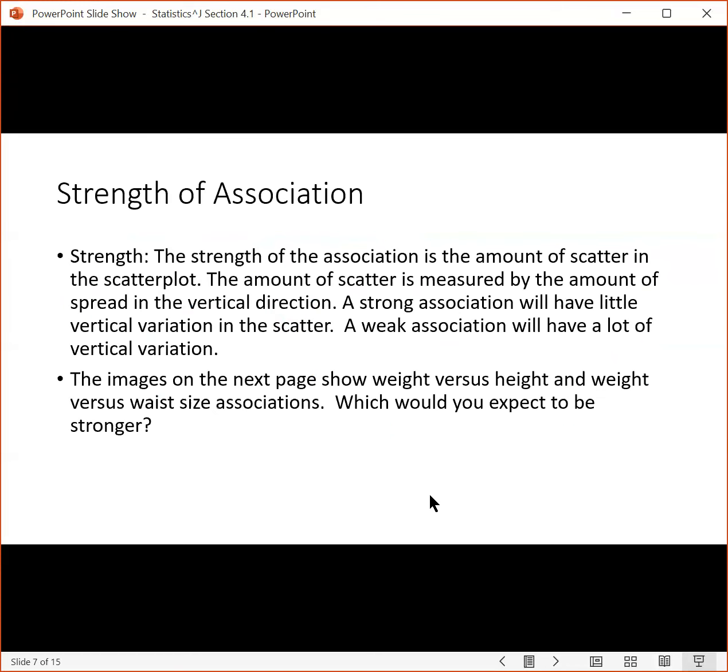The strength of the association is the amount of scatter in the scatter plot. The amount of scatter is measured by the amount of spread in the vertical direction. A strong association will have little vertical variation in the scatter. A weak association will have a lot of vertical variation. The images on the next page show weight versus height and weight versus waist size. Which would you expect to be stronger?